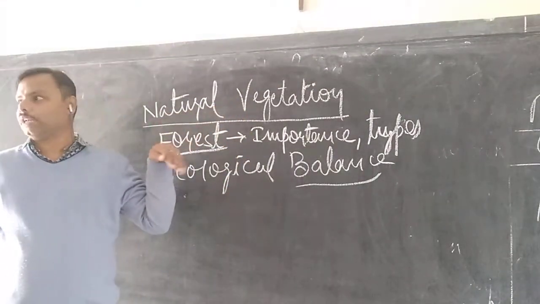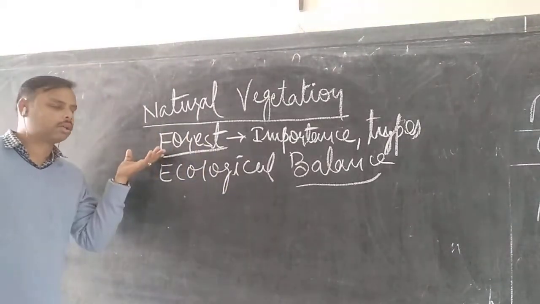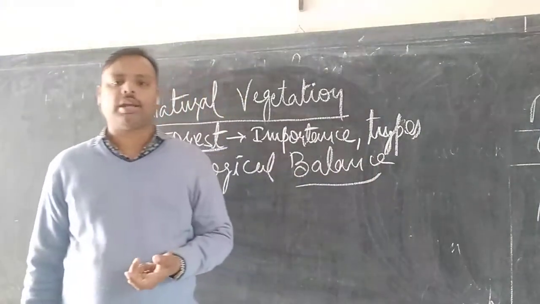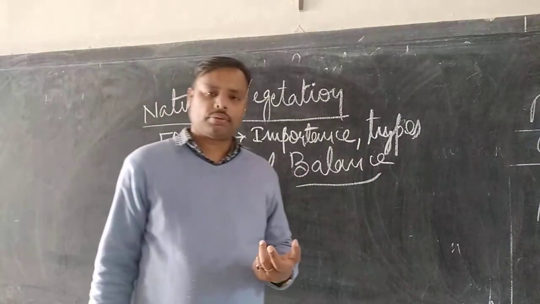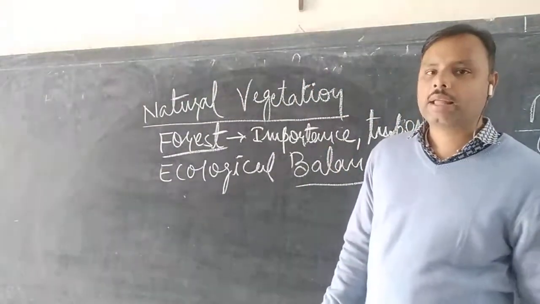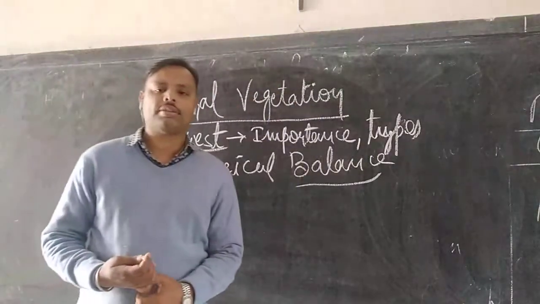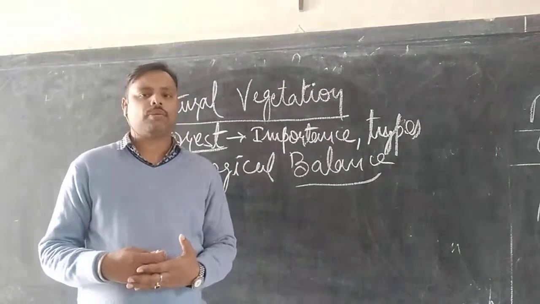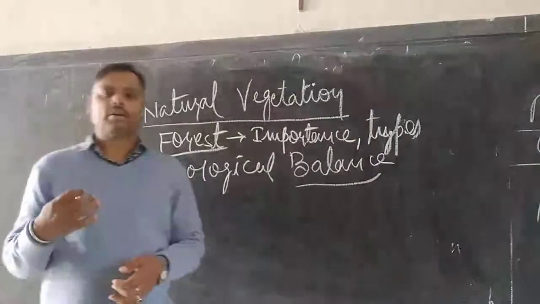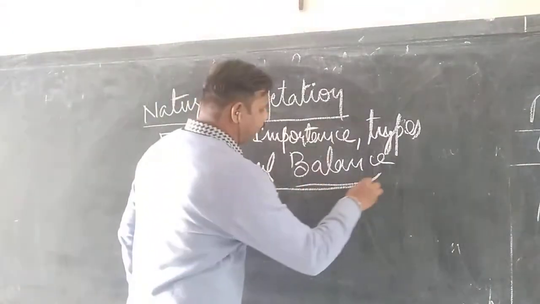Slowly and steadily when the vegetation grows or develops, it takes the shape of a forest. So we are going to see the importance of forest and the different types of forest found in India, which we generally see in India. Different types of forest in our country. Then the conservation of forest. Why do we need to conserve the forest? The reason is to maintain the ecological balance.